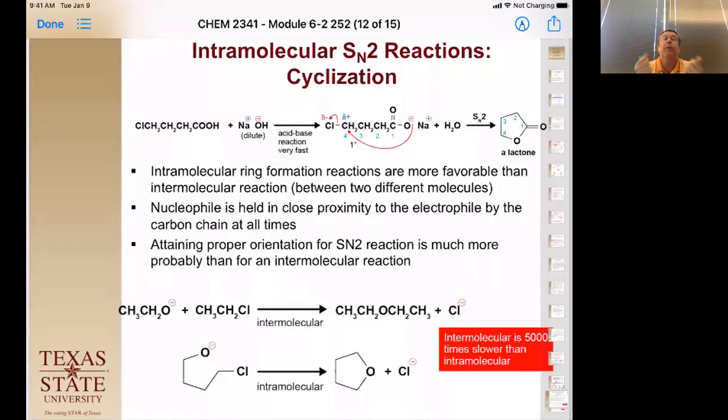And therefore, the probability of it having enough energy and the angle and the number of times they hit is much, much higher because of the close proximity. And that means the reaction speeds up. So we can form these nice cyclic materials like this cyclic ester called lactone, or a cyclic ether called tetrahydrofuran. All right, so that's the end of chapter 6.2.